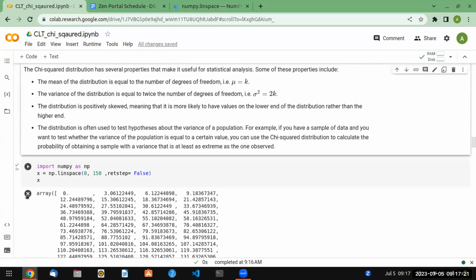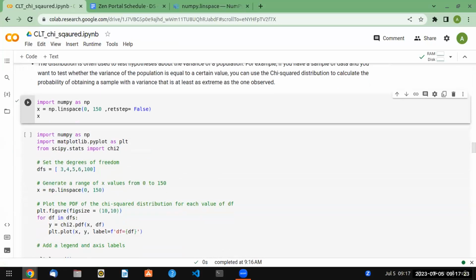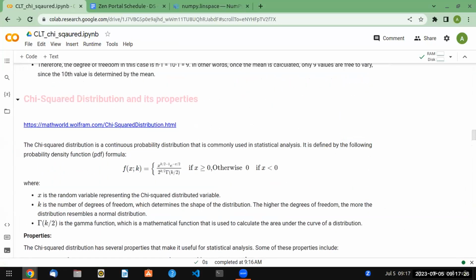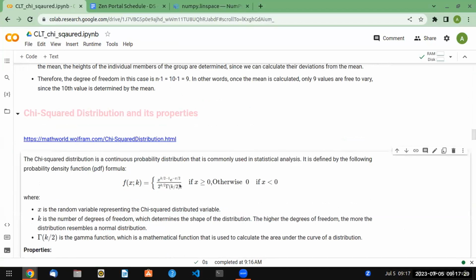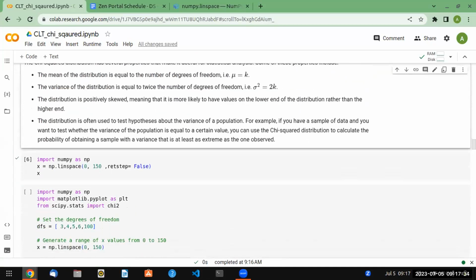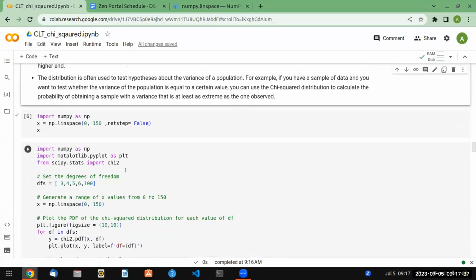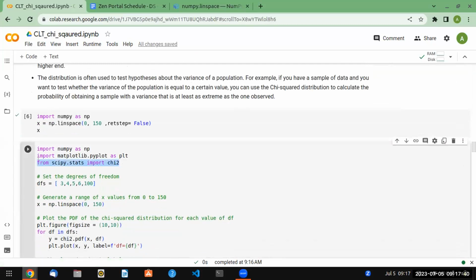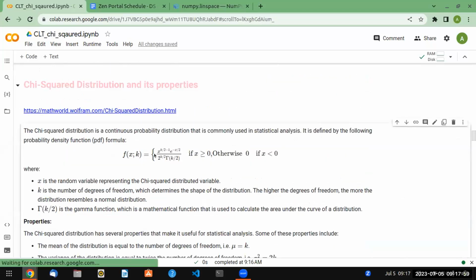But how to do that? We generated the x-axis here. How do we generate the y-axis? The y-axis is nothing but this function, this whole mathematical expression. I told you yesterday that in Python we just import the required libraries, and it will calculate the mathematical operation for us. Here I'm importing the chi-square function, chi2, from scipy.stats. Chi2 means the chi-square function. This is my function.